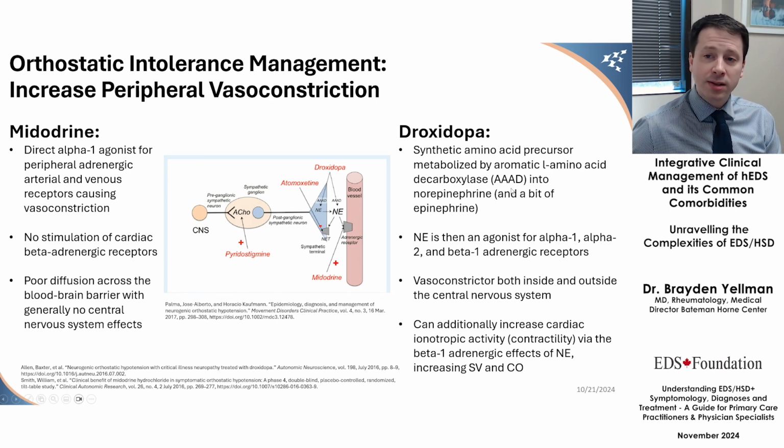And contrast that with droxidopa, which is a synthetic amino acid precursor. It's metabolized into norepinephrine. So it works here instead of directly at that receptor. This norepinephrine is then an agonist for alpha-1 receptors, but also alpha-2 and beta-1 adrenergic receptors. And therefore, you get a vasoconstrictor both inside and outside the central nervous system and increased cardiac inotropy, which is contractility, via those beta-1 adrenergic effects of norepinephrine. So you get an increase in stroke volume and therefore cardiac output with droxidopa as well.